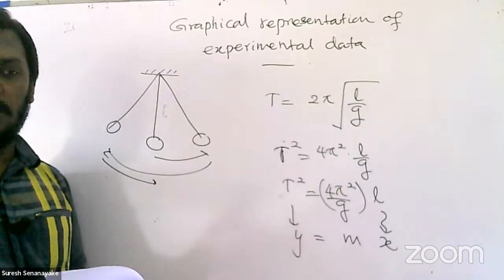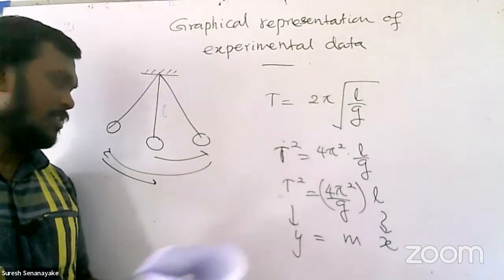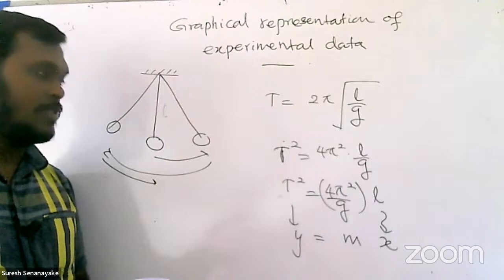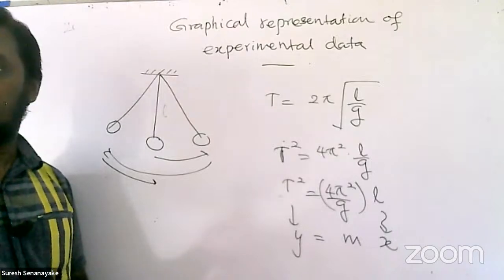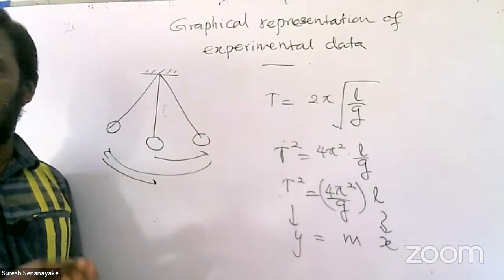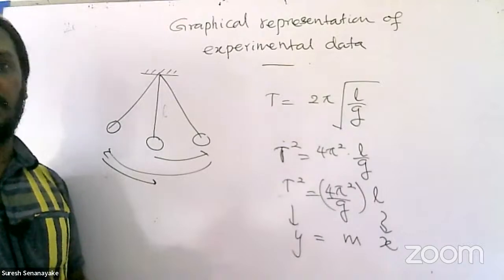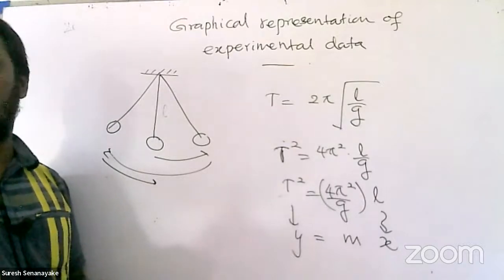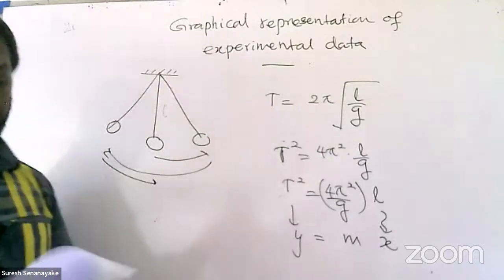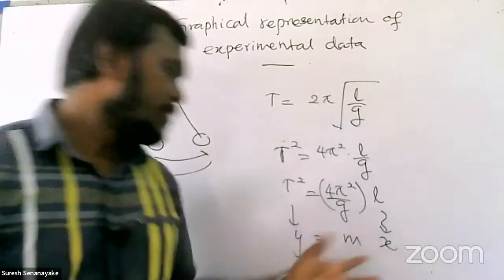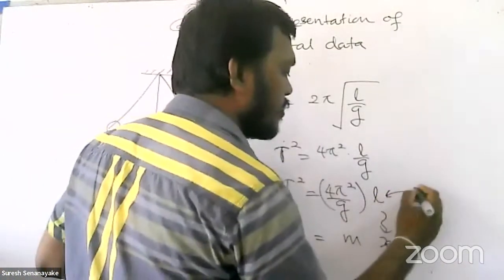Because our measuring instrument, the stopwatch, is not suitable for getting a time less than 1 second, because it's very difficult to measure accurately. So we take more time, that means 50 oscillations or 20 oscillations like that. Then it's more accurate. Okay, then this is the rearrangement, and the independent variable is this one.